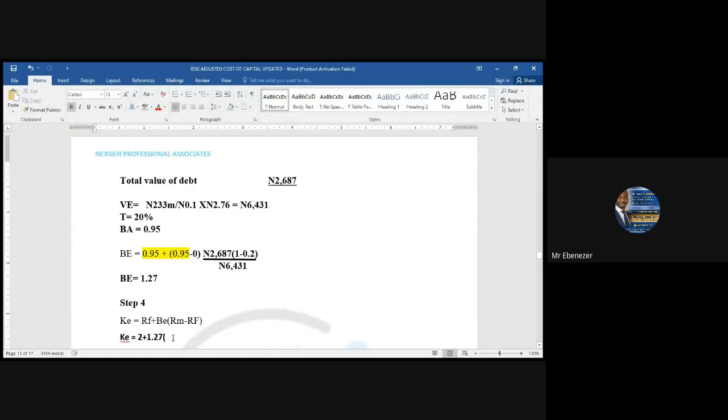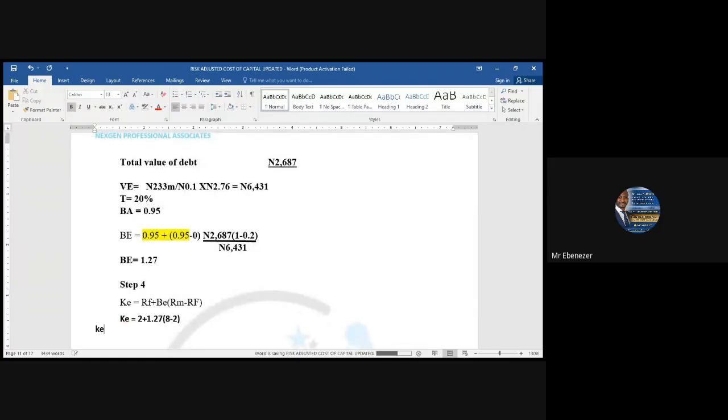This is just the market return. What is market return? 8. Right. By next week. So what do we have here? What is cost of equity? 9.62%.